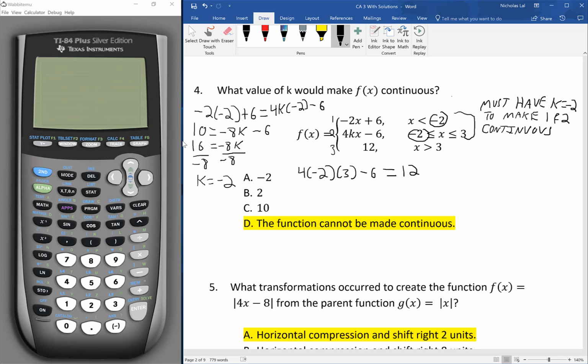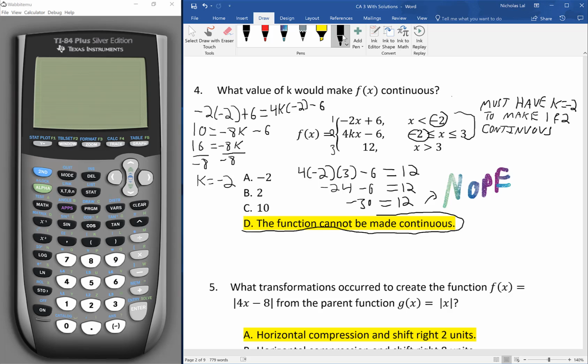And hopefully we can see here, 4 times negative 2 is negative 8, times 3 is negative 24. Minus 6 is equal to 12. Is negative 30 equal to 12? Nope. So therefore, the function cannot be made continuous because there's just no number that could work out to make all those functions continuous.